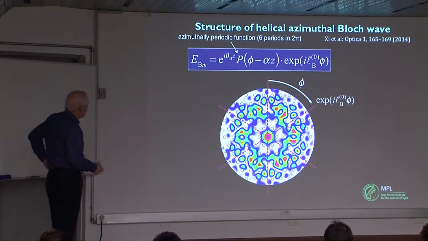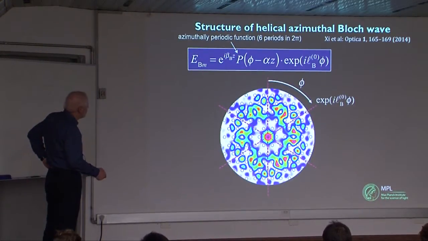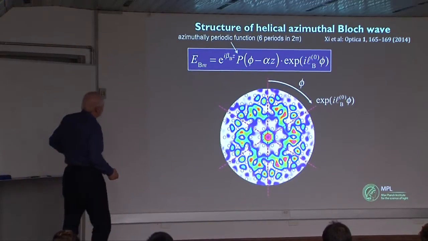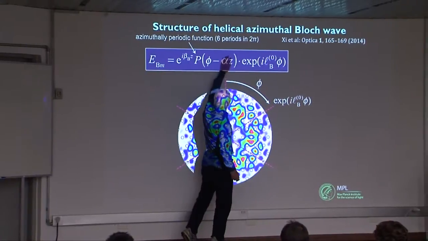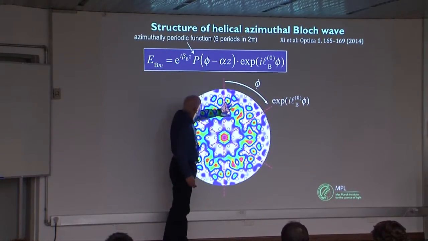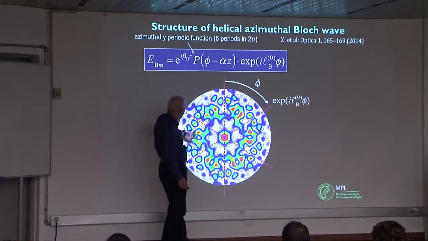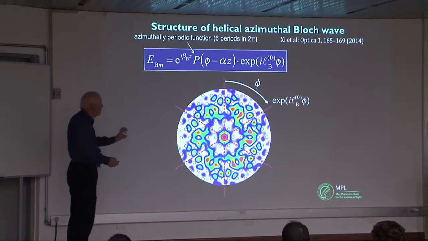So here we have, for this more complicated case, forgetting about the fact that it's helical for the moment, just look at this picture. We have a periodic function. Let's make the twist rate zero for the moment, so there's no twist. We have a periodic function that repeats every so often in phi. It repeats every 2 pi over 6, pi over 3, as you go around here. It's a perfectly periodic function.